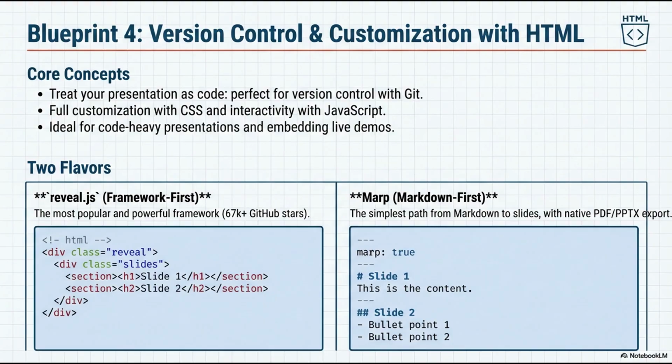Moving on from the power of cloud-native APIs for collaborative slide decks, let's explore Blueprint 4, Version Control and Customization with HTML. What if you want to treat your entire presentation as a software project, from its core structure to its dynamic interactions? This blueprint empowers you to do just that by truly treating your presentation as code. This is a game changer for several reasons.